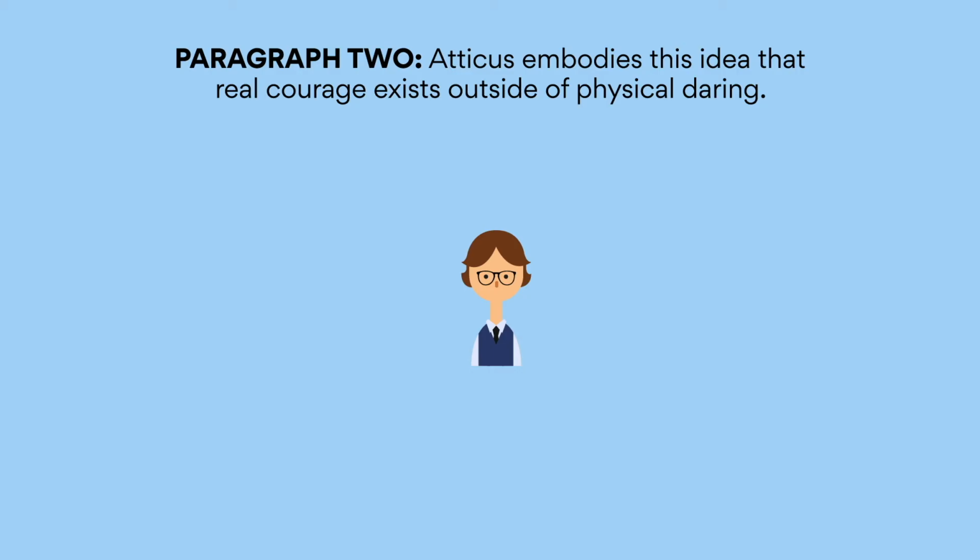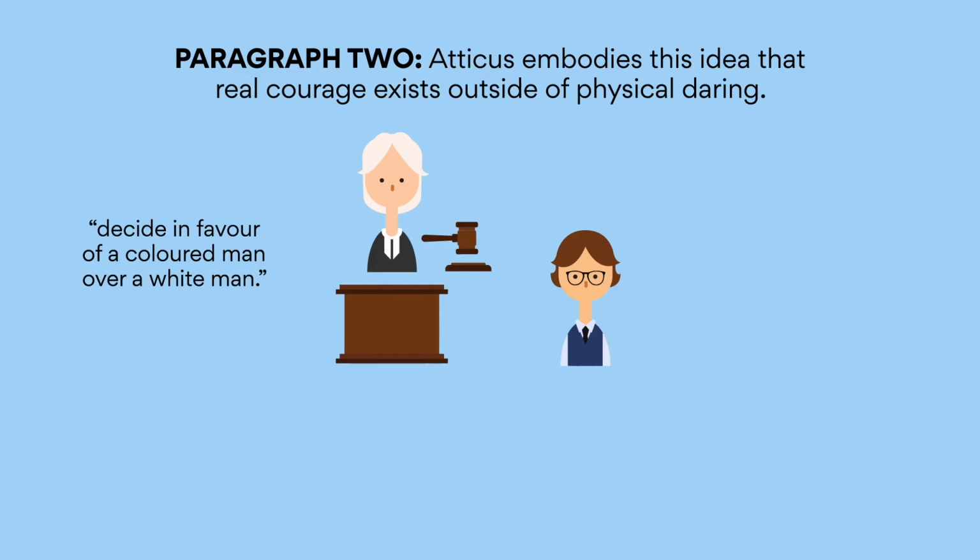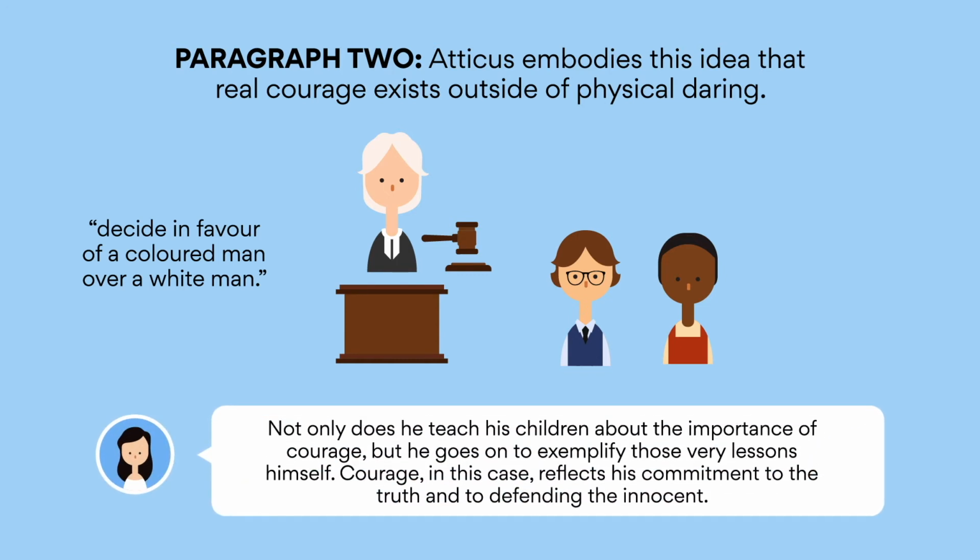In the racist milieu of the Deep South at the time, juries rarely decide in favor of a colored man over a white man. Yet, Atticus is determined to defend Tom even at the steep cost of his own personal honor or reputation. Not only does he teach his children about the importance of courage, but he goes on to exemplify those very lessons himself. Courage in this case reflects his commitment to the truth and to defending the innocent. "This boy is not going till the truth is told."